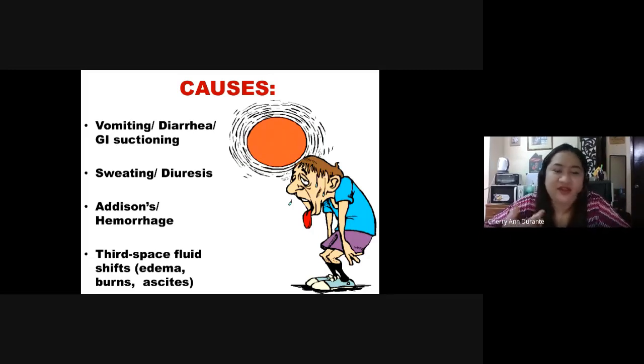Then you have your third space fluid shifts. So, remember, nabanggit natin that you have what we call yung extracellular fluid mo, meron din siyang second, tinatawag natin na interstitial fluids. Now, yung interstitial, ito yung in-between cells. Tapos, meron kang intravascular. Pero, meron ka ring third space. And this third space fluid shifting is usually found in your cavities.